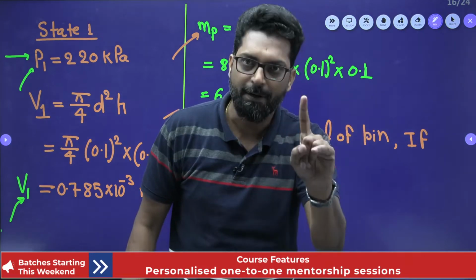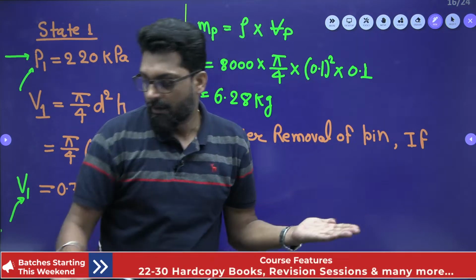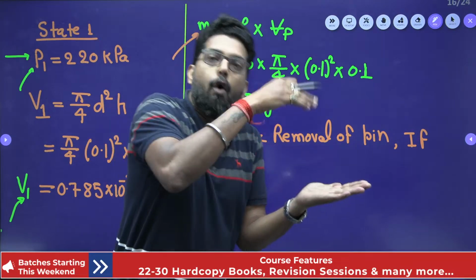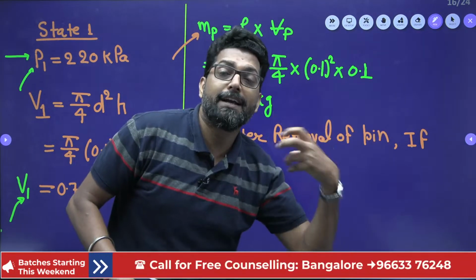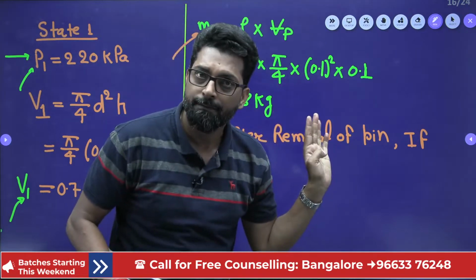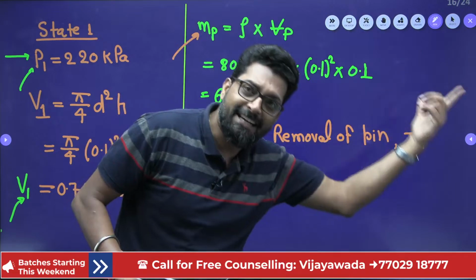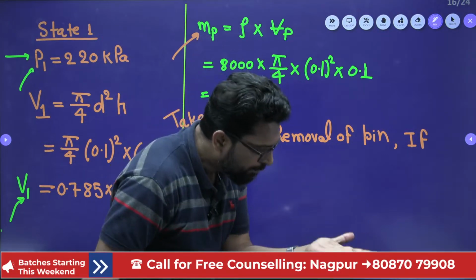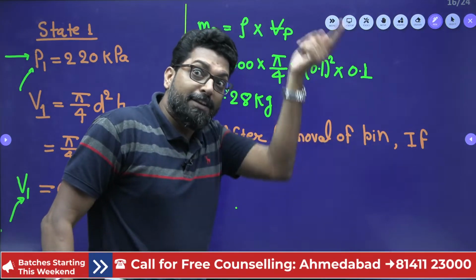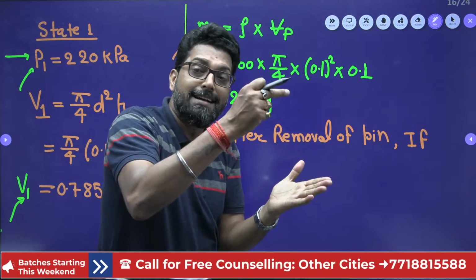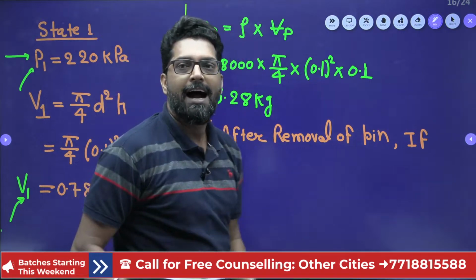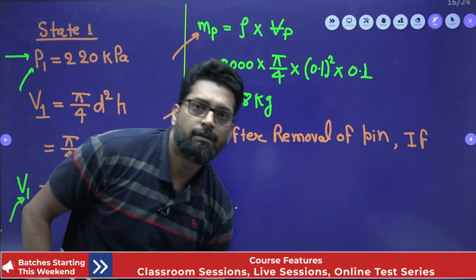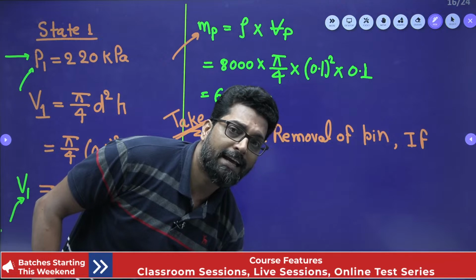I repeat, there are two situations: either the piston will touch the stop or not. If the piston touches the stop, it means that when touched, the inner pressure is still higher than the outer pressure. If you calculate at state point 2 and the pressure is still higher than atmospheric pressure, the piston will touch the stop. If the piston doesn't touch the stop, the final condition is lower than atmospheric, so it is not able to move up or touch. Is it clear? Atul, is it clear? Anything you want?